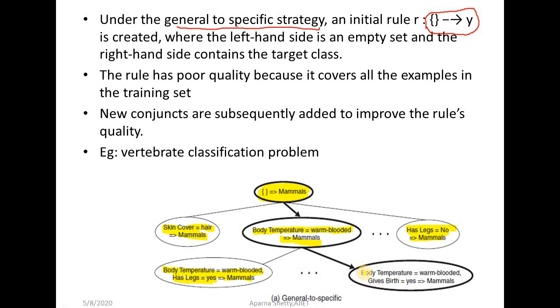Or we can also do this: if body temperature is equal to warm blooded and add one more conjunct like if gives birth is equal to yes, then also we can classify them as mammals. So this is the general to specific strategy. You start with the more general rule and you keep adding conjuncts to that empty rule set until you get the more specific rules which will trigger most of the records. So this was about the first strategy, that is general to specific.